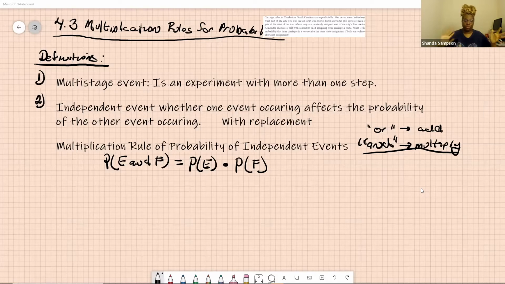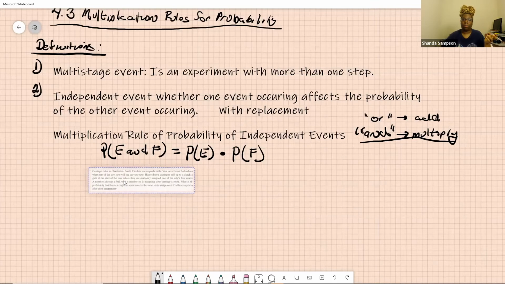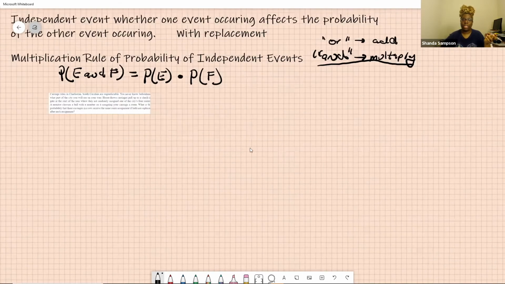So what I'm going to do different about this section is this section has a lot of meat in it. So instead of waiting to the end to do all of the examples, I'm going to do an example after each stage so you can see what we're talking about, okay? Let's try the example for this. So we're talking about the multiplication rule with independent events.